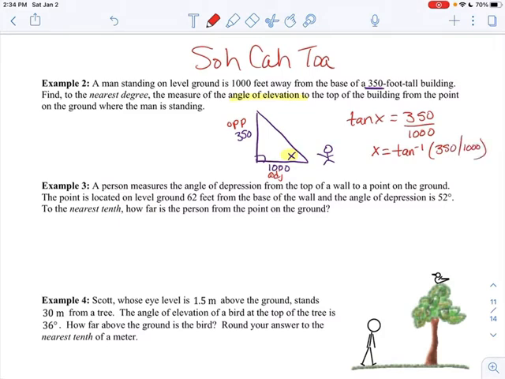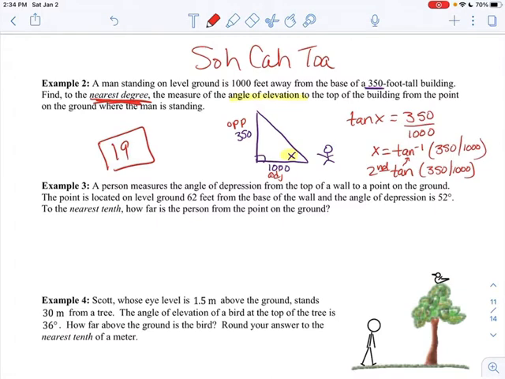Okay, and that gives me, do that in your calculator, make sure your calculator's in degrees. Second tan, this is exactly what you're putting in, second tan, and that inverse button pops up. And then you're going to just do 350 divided by 1,000. And you will get 19 degrees because I'm doing it to the nearest degree. All right, so make sure you can do these in your calculator.